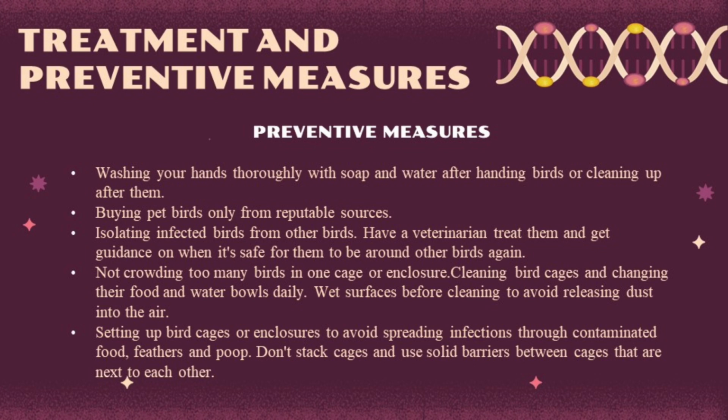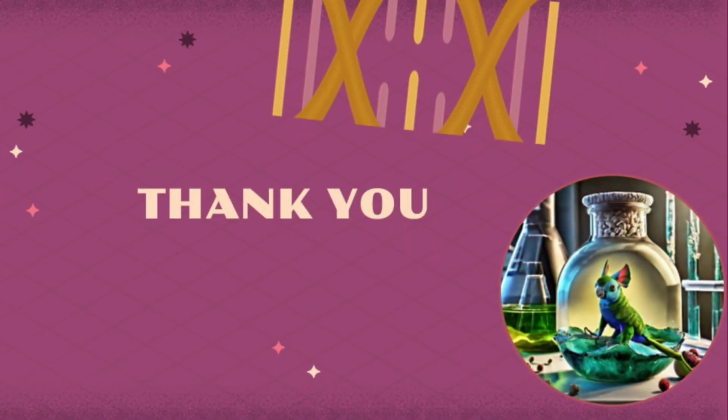Avoid overcrowding birds in cages or enclosures. Clean bird cages daily, including changing food and water bowls. Wet surfaces before cleaning to minimize dust. Set up bird cages to prevent the spread of infection through contaminated food and feces dropping. Use solid barriers between adjacent cages. Avoid stocking them. That's all about the bacterium Chlamydia psittaci.